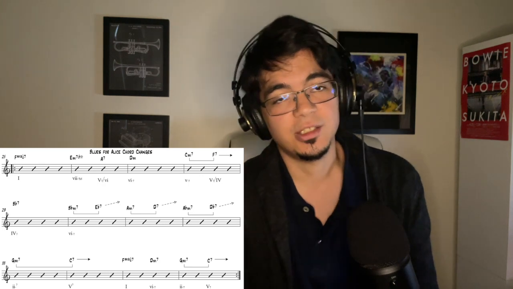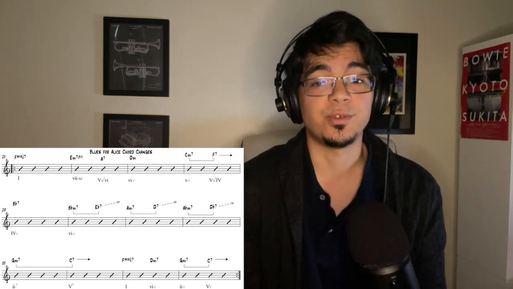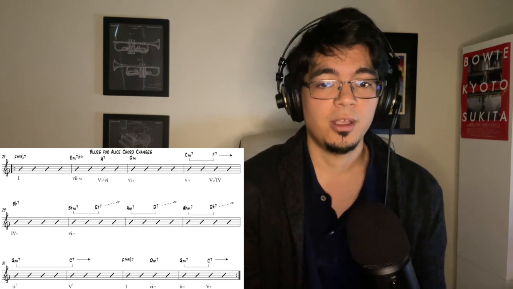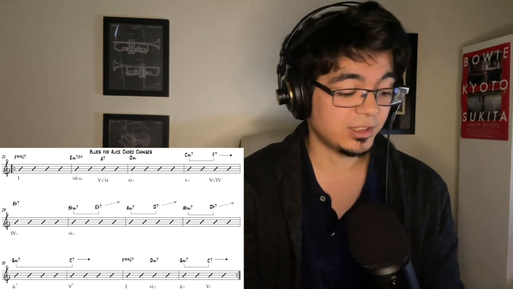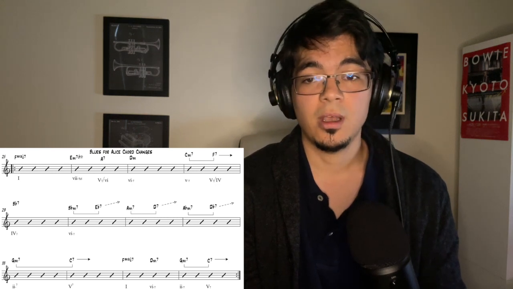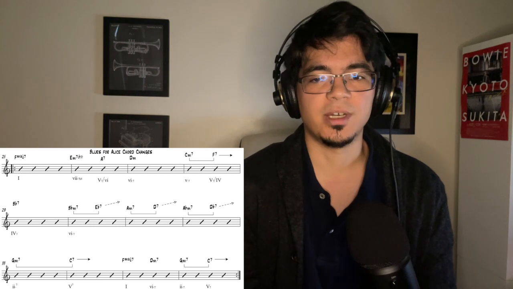This next blues variation is the chord progression from the Charlie Parker blues form Blues for Alice. You'll notice that these are a further departure from our original blues form. You'll notice the use of a major seventh chord instead of a dominant seventh chord for our one chord. And then you'll notice an even greater use of 2/5 chord progressions.